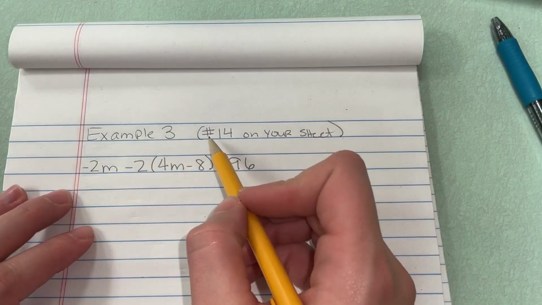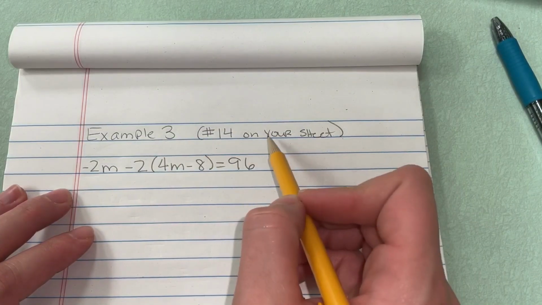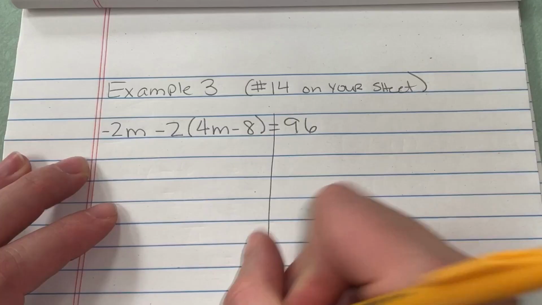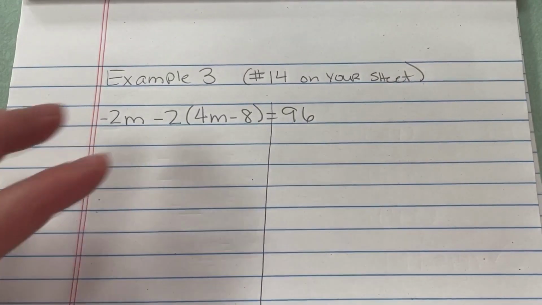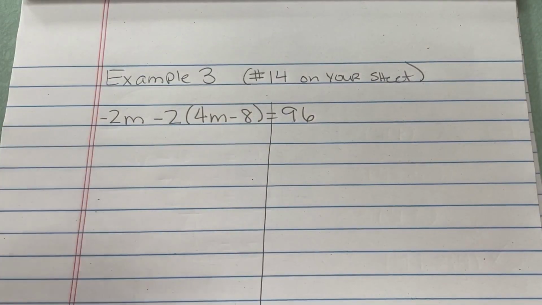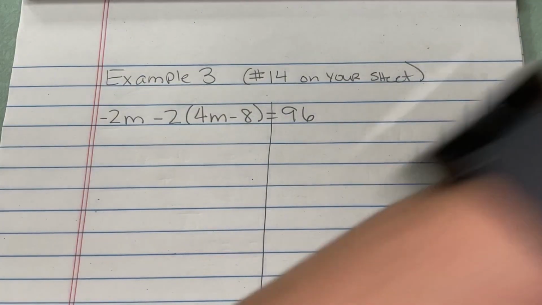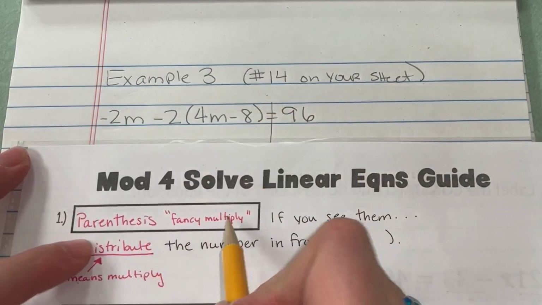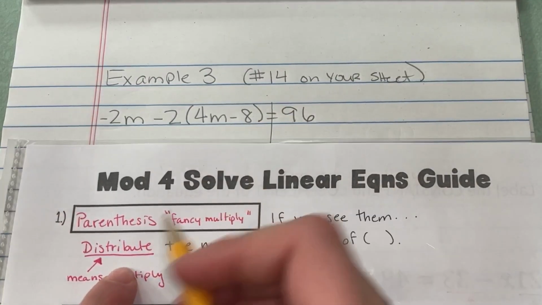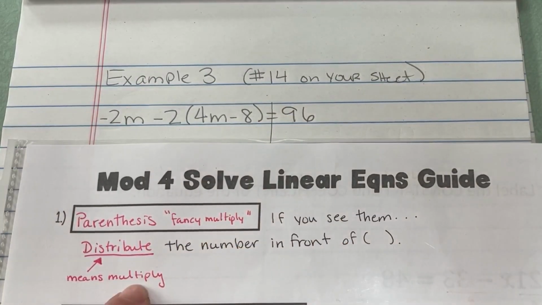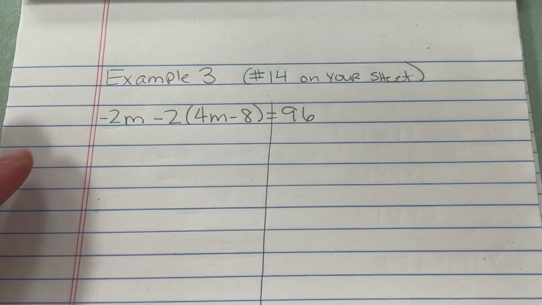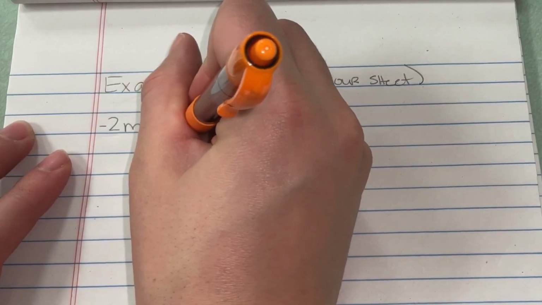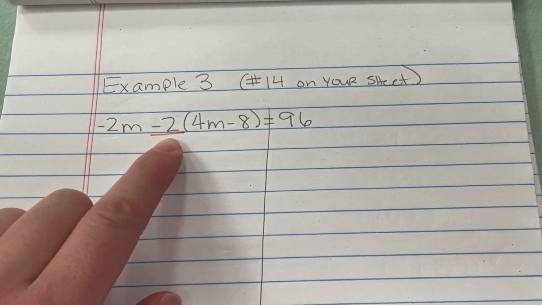So our last example is example 3. This is number 14 on your sheet. First thing, balance bar. Now, we have to go through this because it looks like there's a lot of stuff happening here, but this is why we wrote down our guideline. So, do we have parentheses? Oh my gosh, yes we do. We have to distribute the number in front of the parentheses. The number in front of my parentheses is not 2. The number in front of my parentheses is -2.